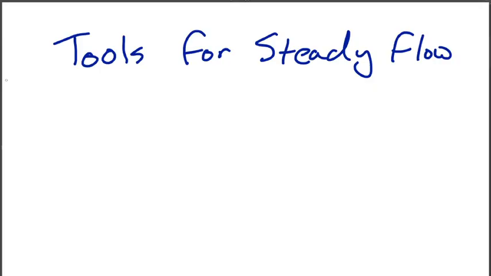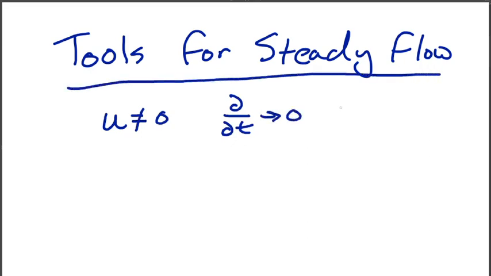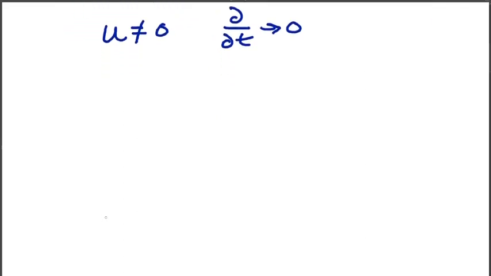Let's develop some tools for describing steady flow. Steady flow is when the velocity u is no longer equal to 0, but the time derivatives of the system, d by dt, do go to 0. So we're considering when we have a flow that's steady and unchanging, and here are some tools that help us in this sort of system. So u is not equal to 0.